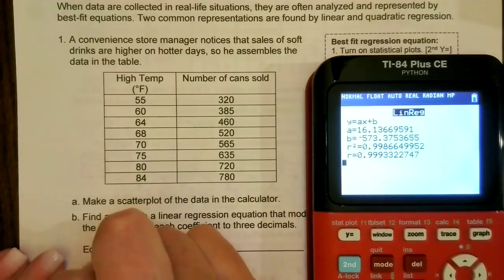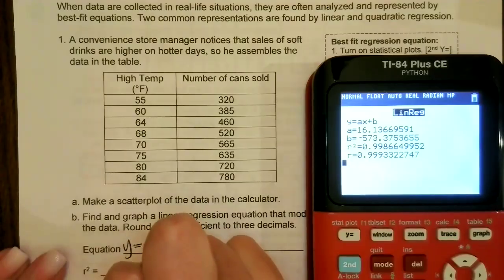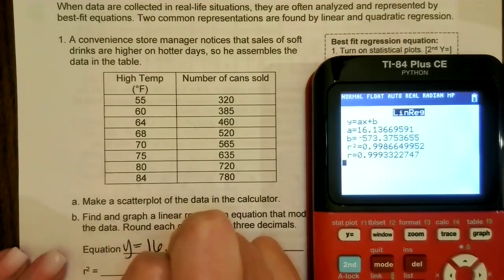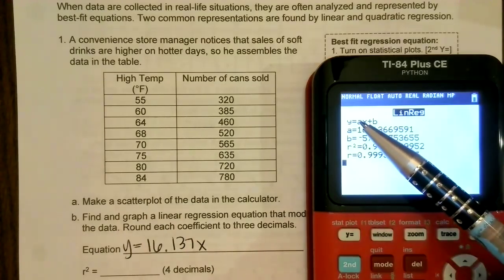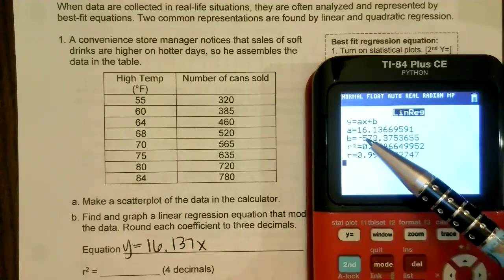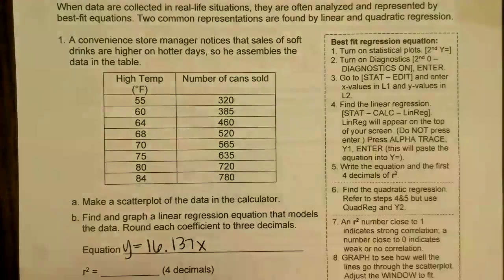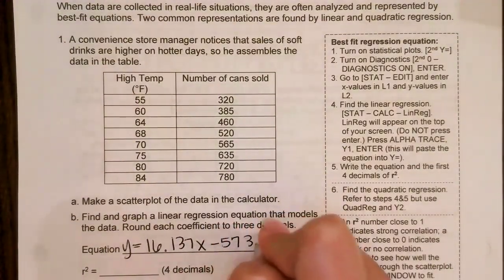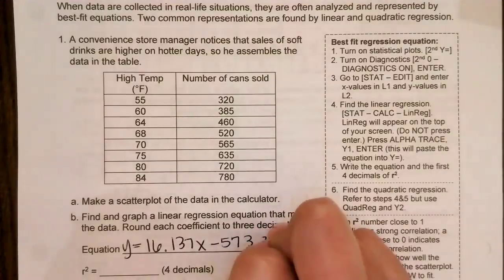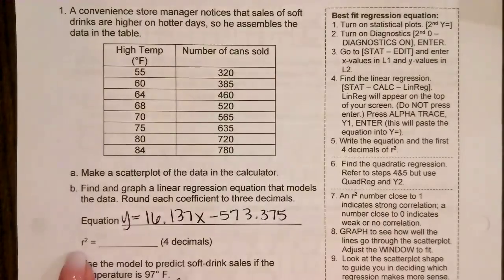So let's write that equation down. We said 3 decimals, and so we're going to do 16.137x because it tells us that that's the a value right there. This is my a value, so that's what goes in front of the x, and then this is my b value, so that's my y-intercept. And so I'm going to get negative 573.375.